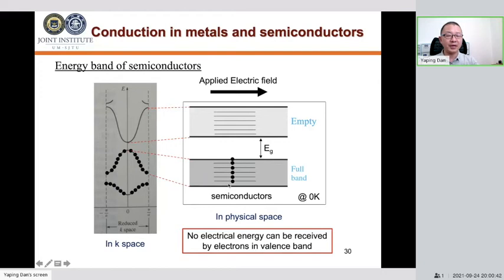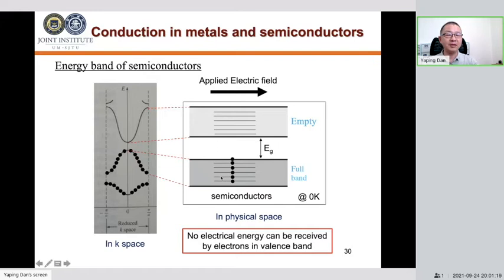But look at it here. The electrons in the valence band are all occupied. The next available energy level that would allow the electrons to gain energy and move to a higher level is separated by a gap, which is the band gap. That means unless the electrons receive an energy higher than the band gap, these electrons have no space to move up.